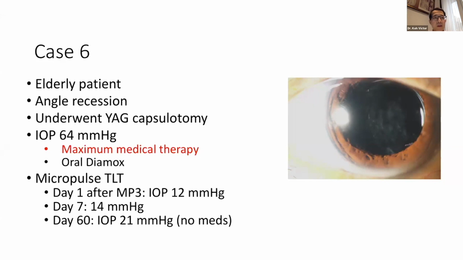And similar to case number 5, you could see that on day 1, just overnight, the pressure lowering effect of MicroPulse is quite potent. It comes down to 12, and day 7 is 14, and subsequently 3 months later, the pressure is 21 millimeters mercury without medication. The patient is a happy patient.